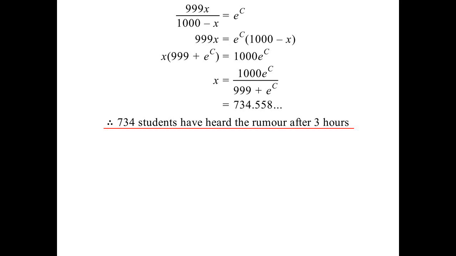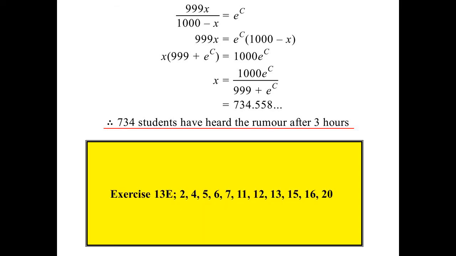734.558. Almost the whole school. It was 1,000, it only took 3 hours. See what rumours can do? So 734 students have heard the rumour.